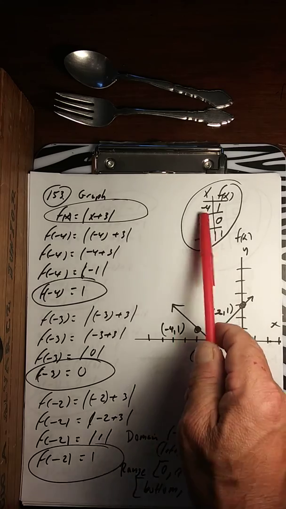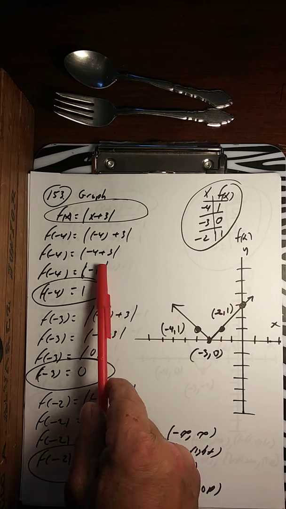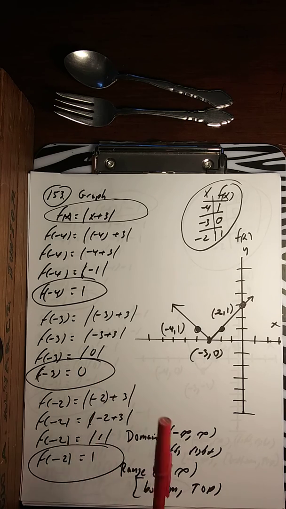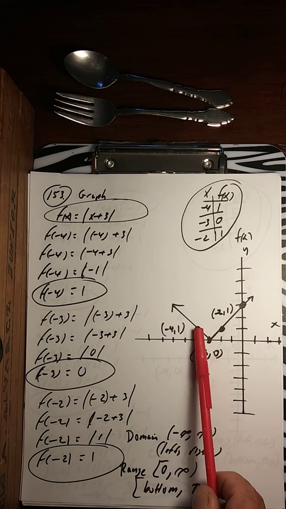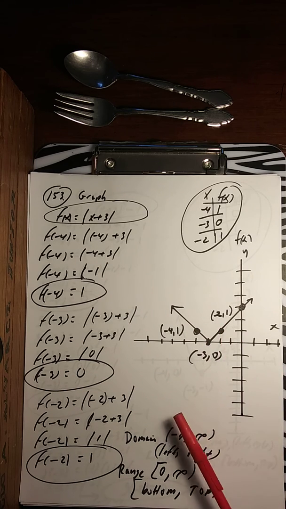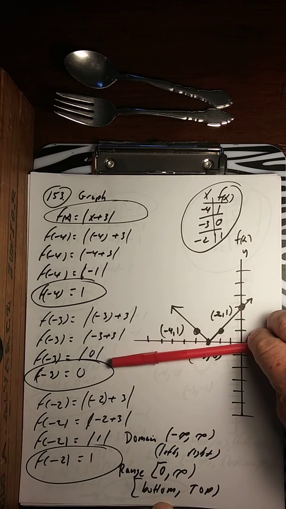Absolute value. Put a negative 4 in there. Negative 4 plus that is going to be negative 1. So we have negative 1, absolute value is 1. Put negative 3 in there. Negative 3 and 3 is 0. Absolute value of 0 is 0. Put a negative 2. Negative 2 in that is going to be 1. Absolute value of 1. So at negative 4, 1. And negative 3 is 0. And then negative 2 up 1. So domain, negative infinity to infinity. Range is from 0 up.